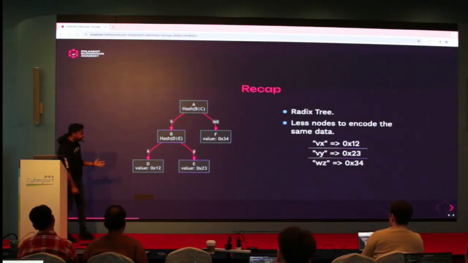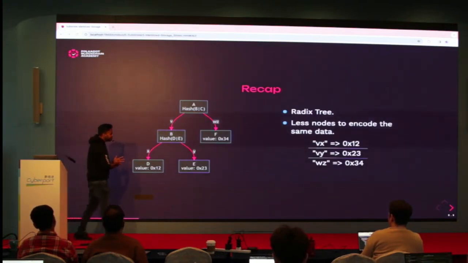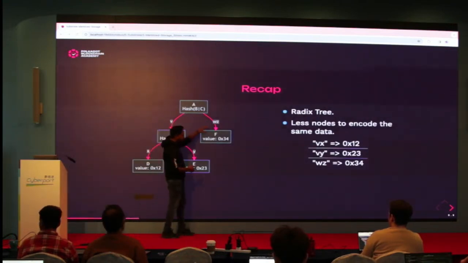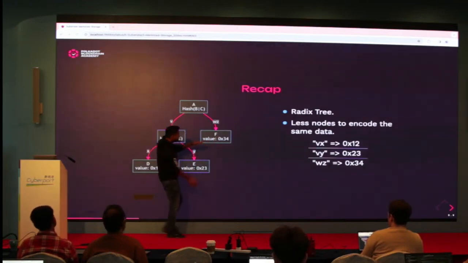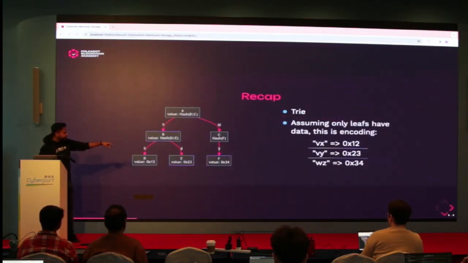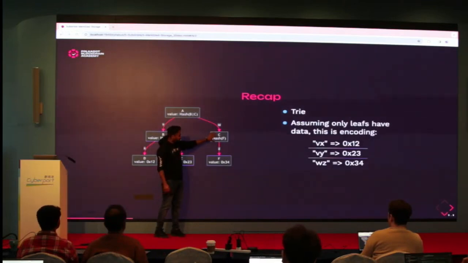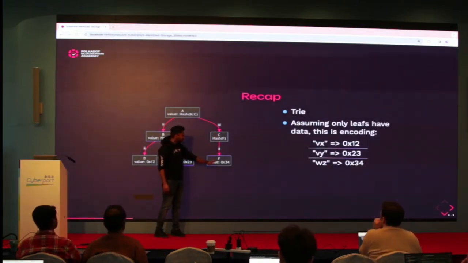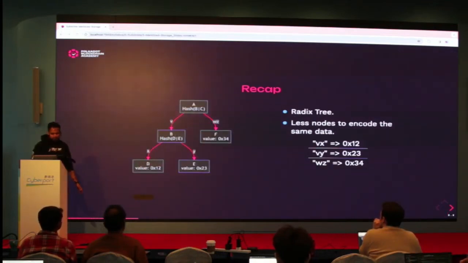Then there is a radix tree, which is just an optimization of the previous trie structure that you saw. Whenever there is an empty node in between, you can compress it together. If you remember the last picture for WZ, this was an empty node. It has no value and it has only one path. So you can compress it together. So it's just more efficient storage and fewer hops.